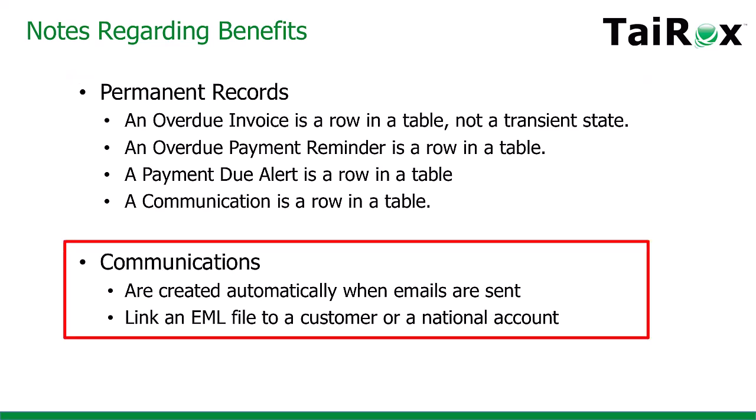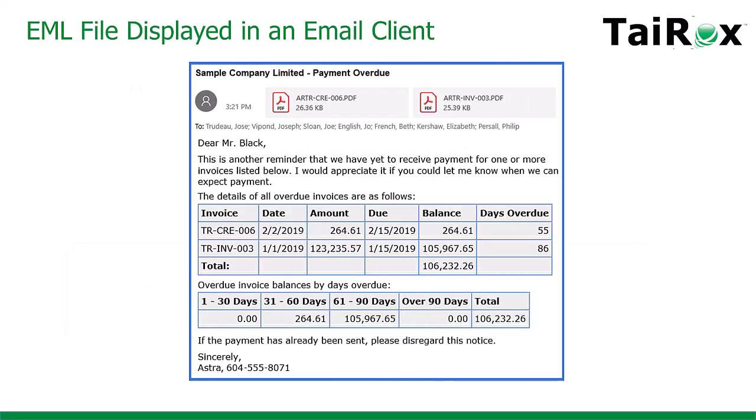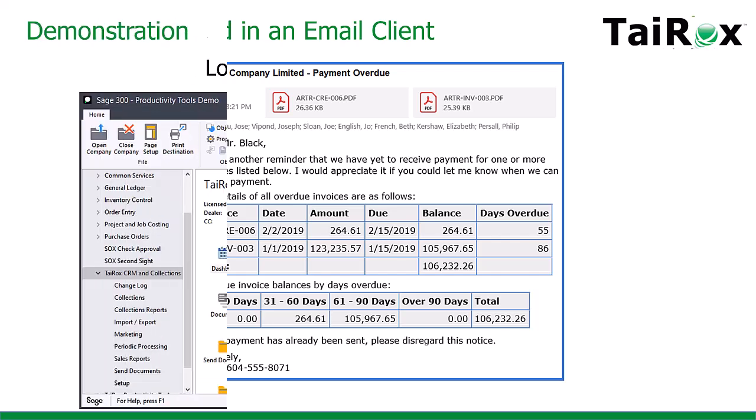Any email being sent is recorded as a communication, and the exact email that was sent, including pictures and attachments, is stored and easily accessible. All communications sent to a customer can be seen on one tab of the customer's screen. This is what the stored email looks like. The appearance will vary depending on what email client you are using.